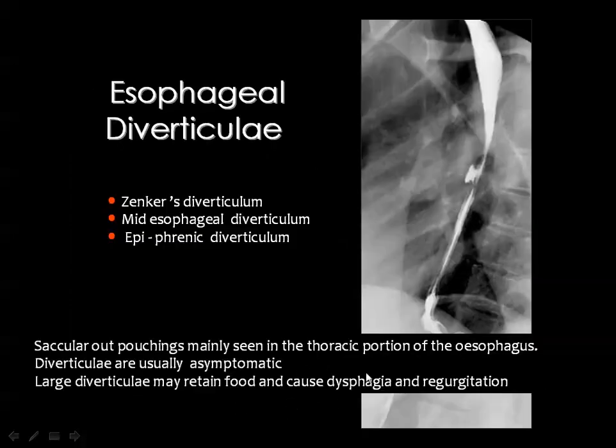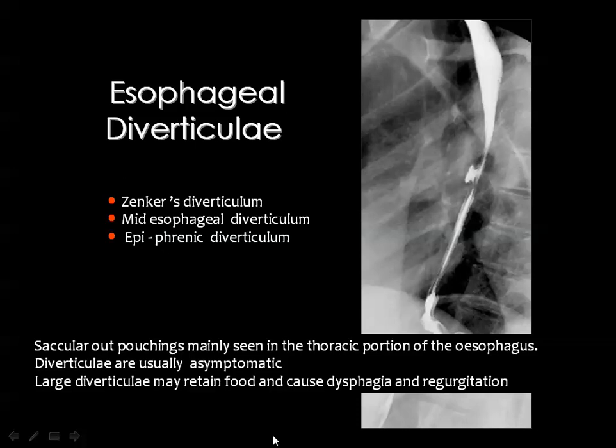Then we come to the esophageal diverticuli, and we have three types: the upper esophageal diverticulum, which is known as Zenker diverticulum, the mid esophageal diverticuli, and the lower esophageal diverticuli, which are known as epiphrenic diverticuli.